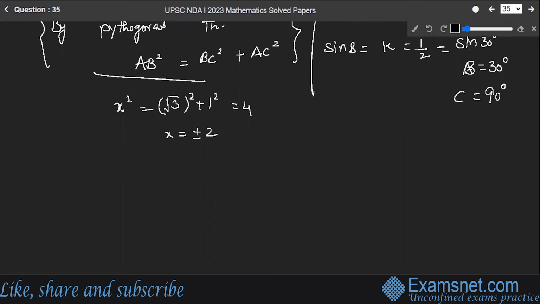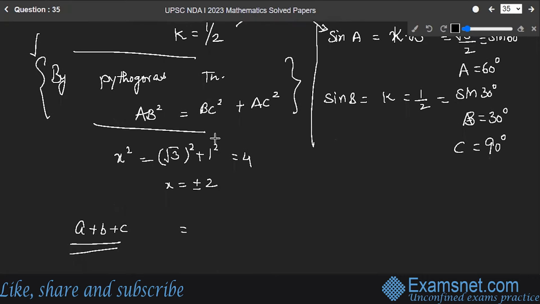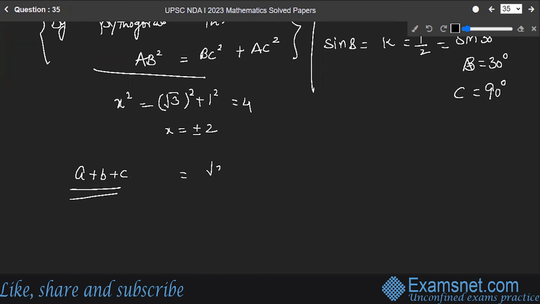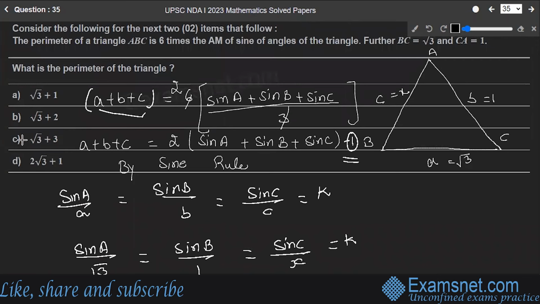You need the perimeter A plus B plus C. We already knew A was equal to root 3, B was equal to 1 and C is equal to 2. So 3 plus root 3 is the correct answer. Hope you got this. Option C is the correct one.